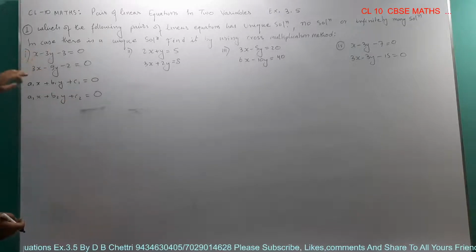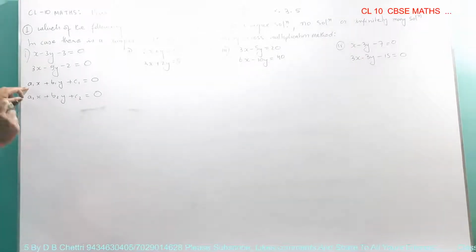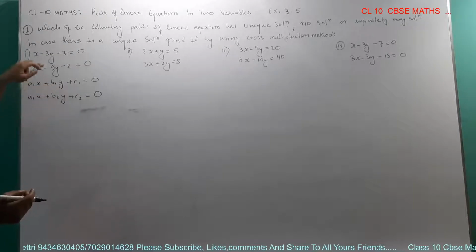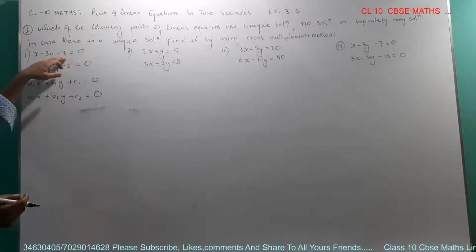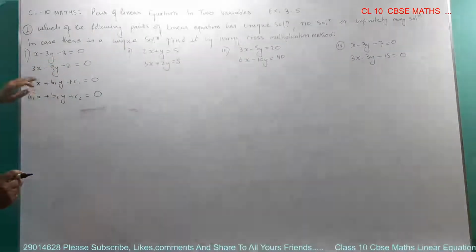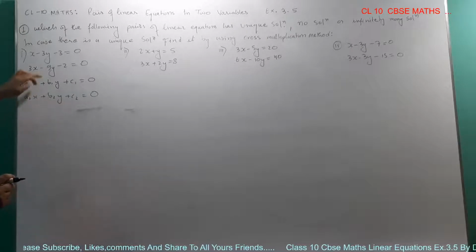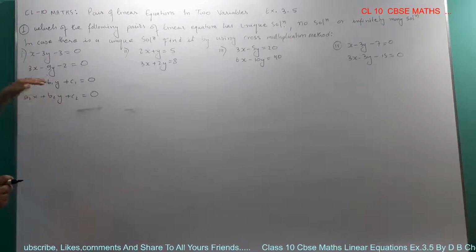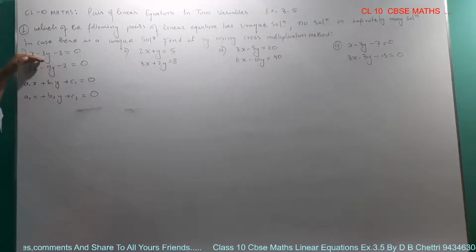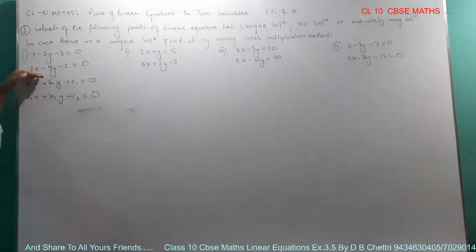a1 is the coefficient of x. Coefficient means the number which is attached with the variable. b1 is the coefficient of y, and c1 is the constant term. Constant term means the number without any variable. Then a2 is the coefficient of x, b2 is the coefficient of y, and c2 is the constant from the second equation. From the first equation we will get the values of a1, b1, c1, and from the second equation we will get the values of a2, b2, c2.